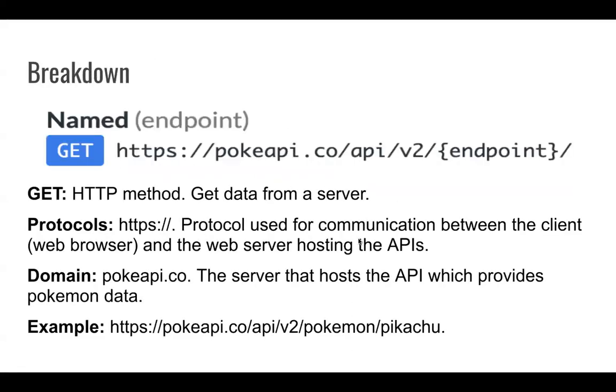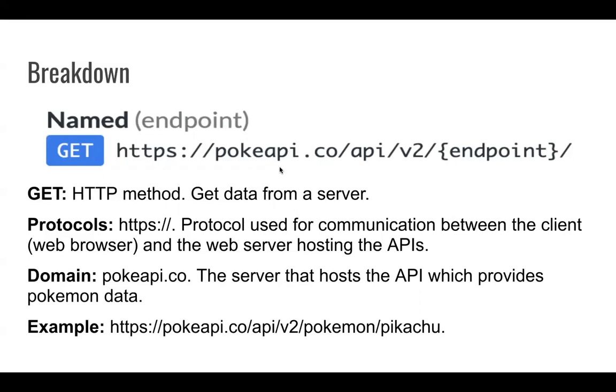So let's break down a RESTful API a bit more. Here is a RESTful API URI. Usually a URI starts with a RESTful verb. Here it is defined as a GET, which is an HTTP method used to get data from the web server. And HTTPS is just the protocol that we use to communicate between the client and the server.